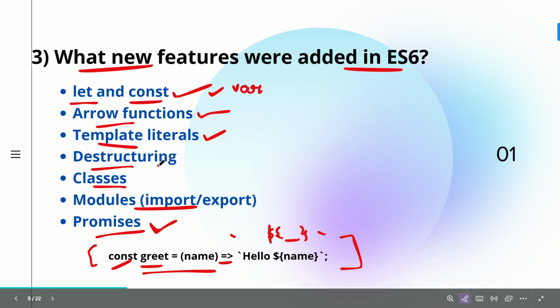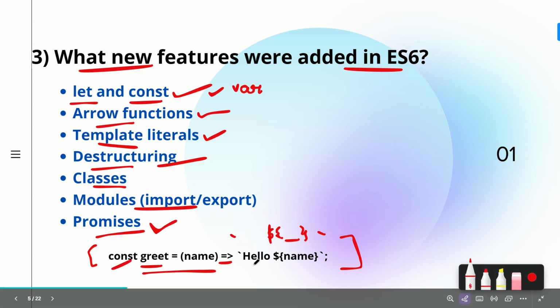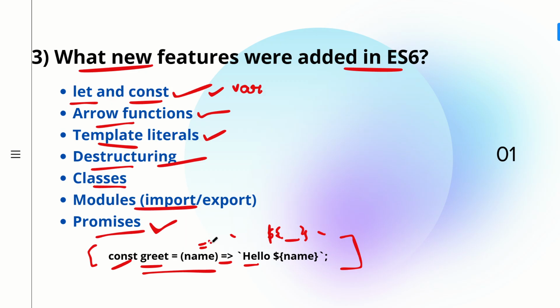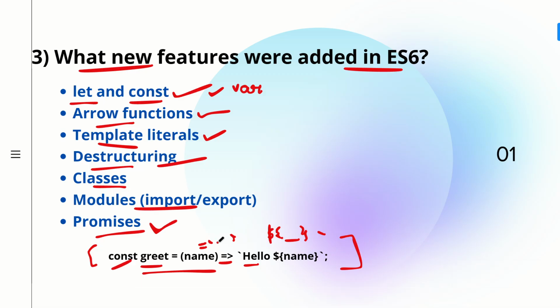And there is also something called destructuring. Destructuring is nothing but, see here, name. If name doesn't come, it will become hello, or maybe it can become hello undefined. So mostly it would be hello only if you're not passing any name. So destructuring is nothing but, if you are not getting any argument, by default you can give your name as maybe hello everyone.